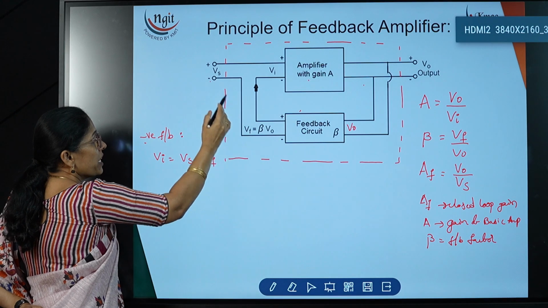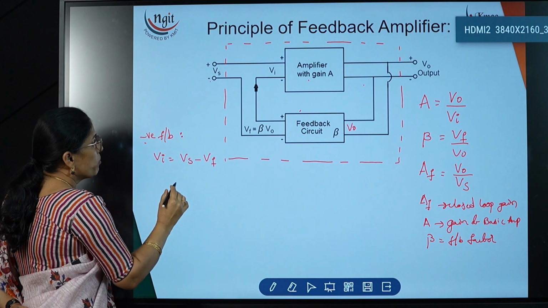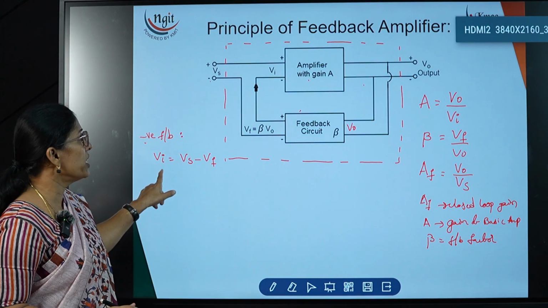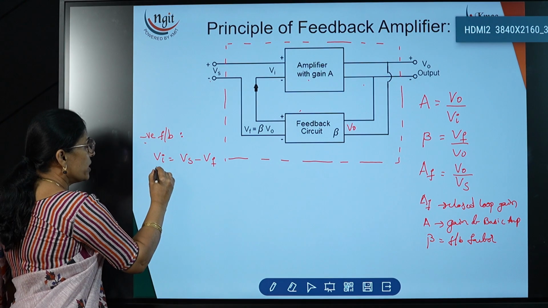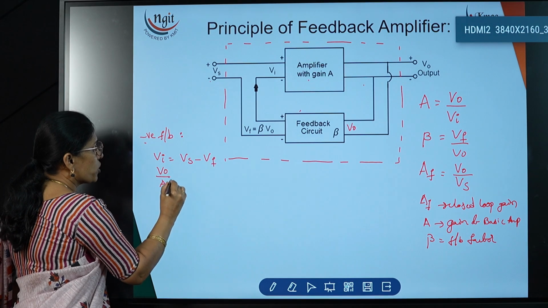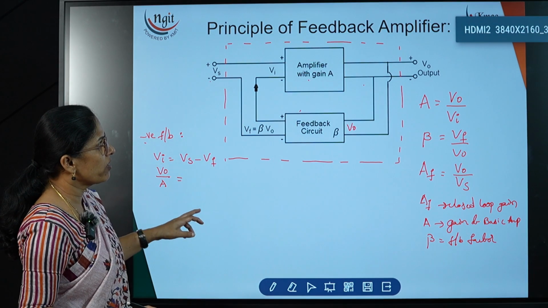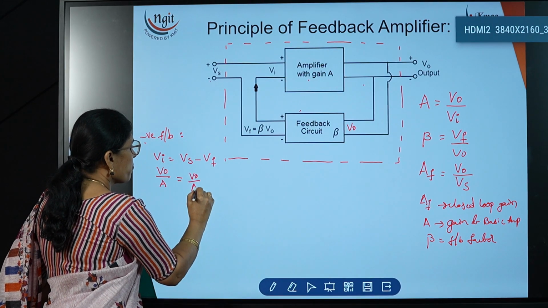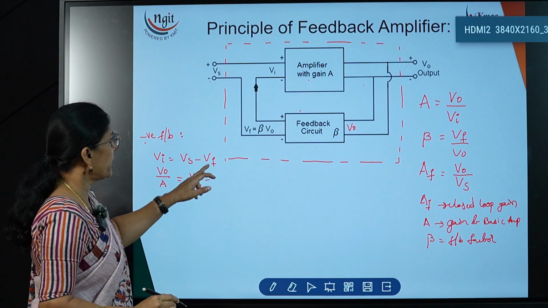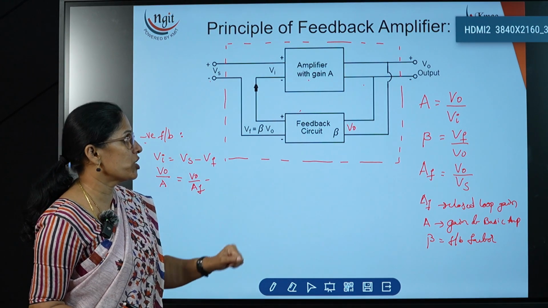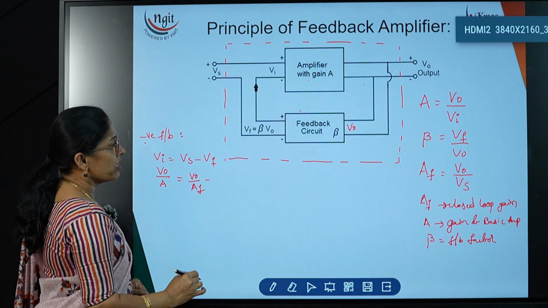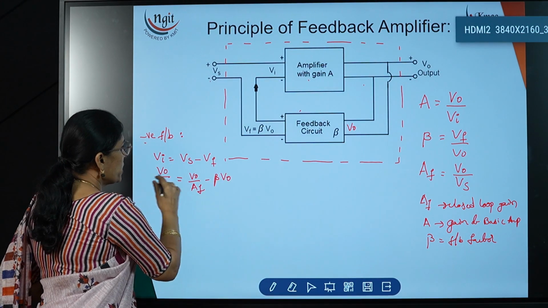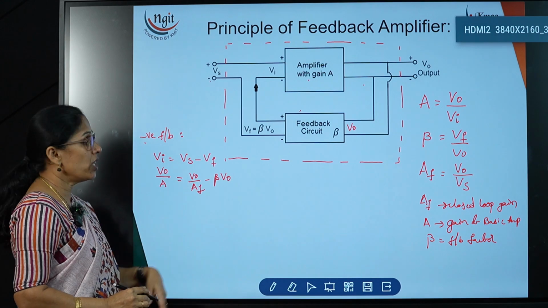So the feedback signal is subtracted from the input signal. Now if we try to substitute those values, Vi is equal to what can we write? V0 divided by A from the first expression. Vs is equal to V0 divided by AF from the last expression. And Vf is equal to beta times V0.